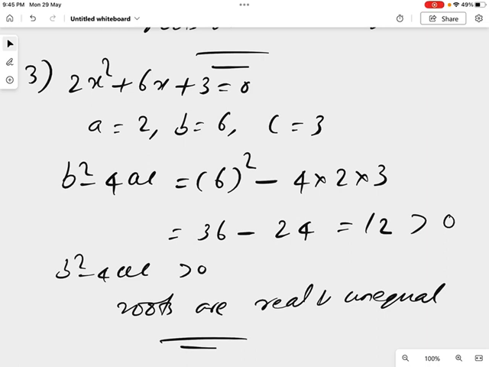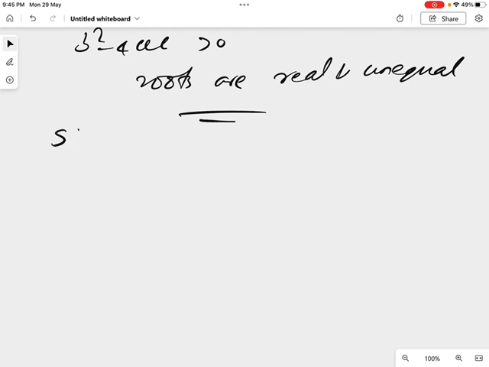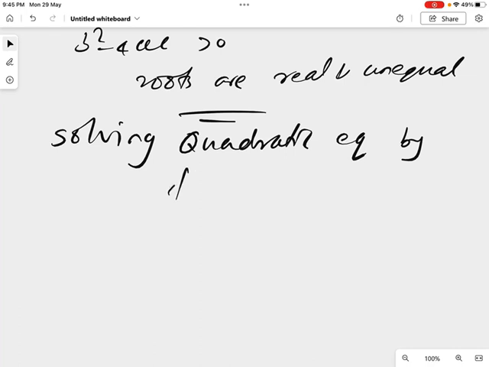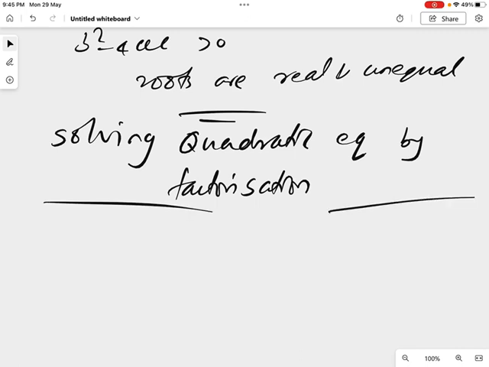So the next topic is solving a quadratic equation by factorization. First we have to clear all the fractions and brackets if necessary, and transpose all the terms to the left hand side to get an equation in the form ax square plus bx plus c is equal to 0. Then factorize the left hand side and put each factor equal to 0.